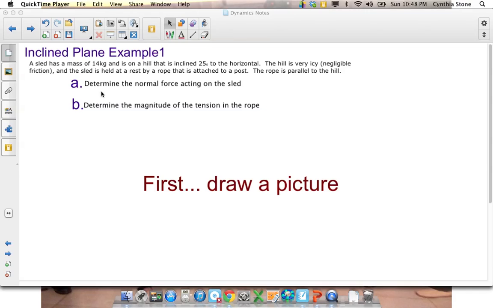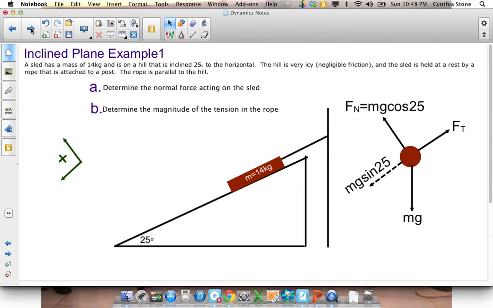It's asking us to find normal force and tension, and we've already talked about tension in the previous video. So let's solve this question. It's not very difficult. Just looking at a picture: here's my hill, here's my rope, here's my sled, and I'm just looking to find normal force. I'm not going to get into why the normal force is mg cos 25 because I've already explained that in the note, but that's all it is.